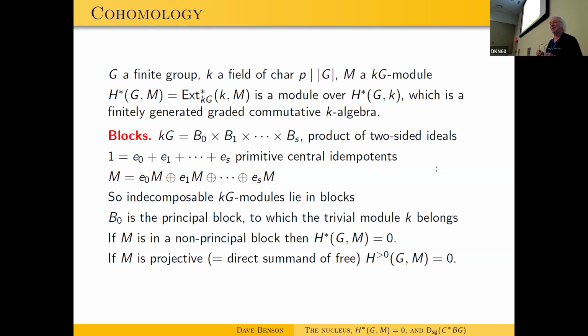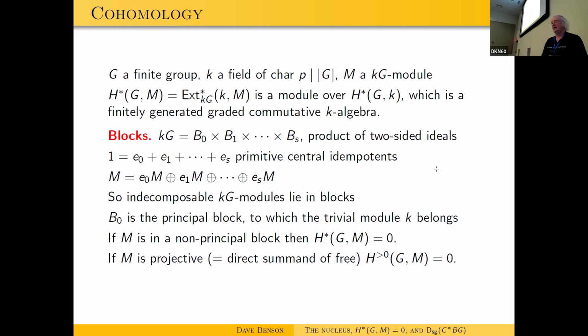The cohomology of the module is just defined to be Ext of the trivial module with your module. And it's a module over the cohomology of the group, which is just Ext of k, k. And so the cohomology of the group is a finitely generated graded commutative algebra over the field. This is a theorem that goes back a long way to people like Evens, Venkov, Golod.